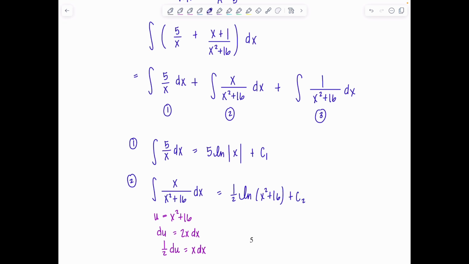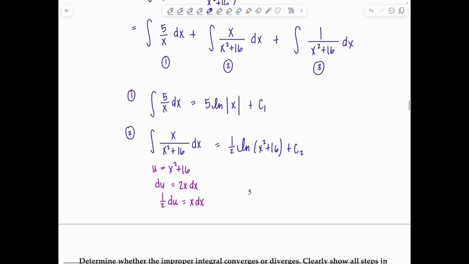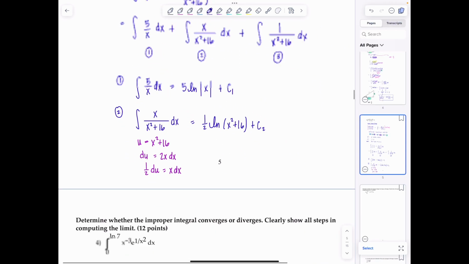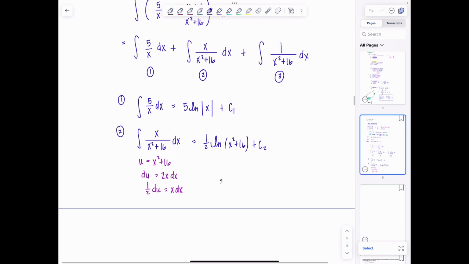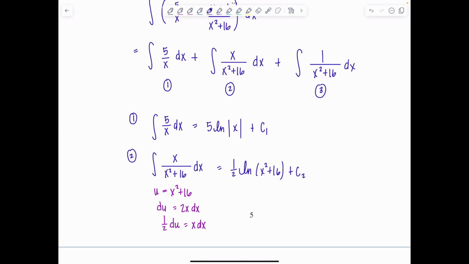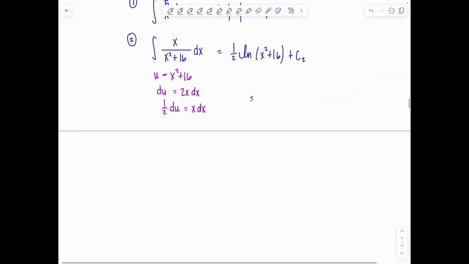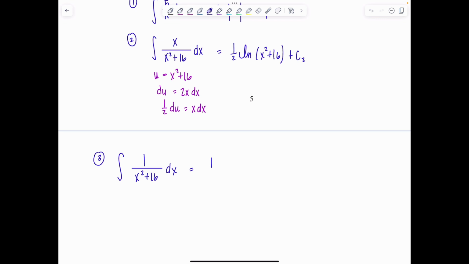The third one is a common one that you should just memorize the antiderivative of. Let me add a page in here. If you forget it, you could do a trig sub. That's one way to prove it. But it comes up so frequently, it's not worth going through that process. So this one, just recognize we have a 1/4 tan inverse of x over 4 plus c3.